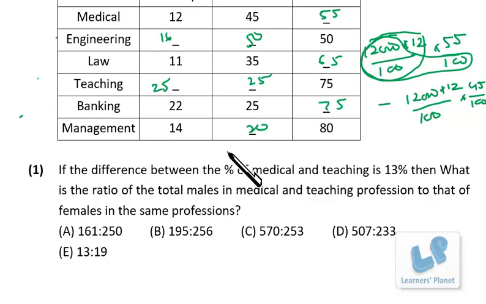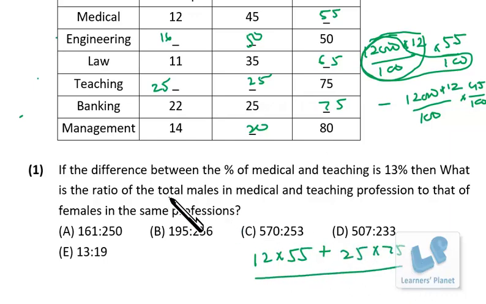So medical and teaching, so 12% people and males are 55. So 12 into 55 plus teaching 25 into 75, right, divided by females, so 12 into 45 plus 25 into 25.